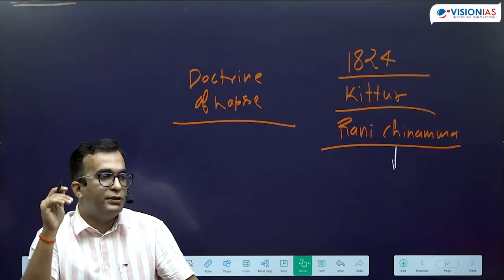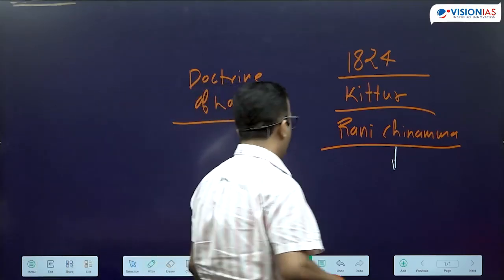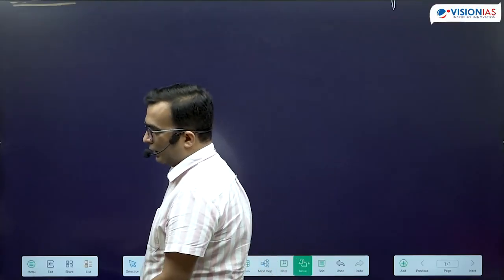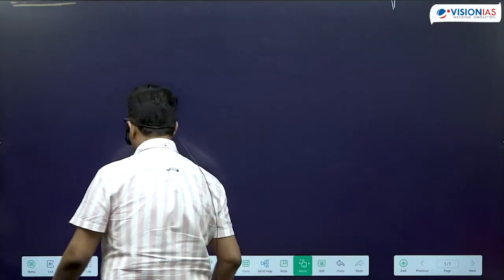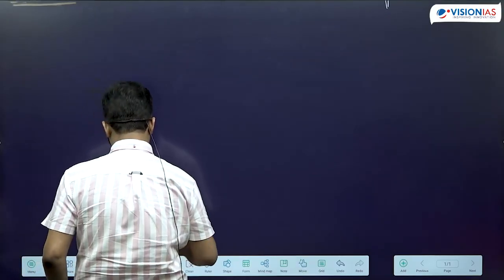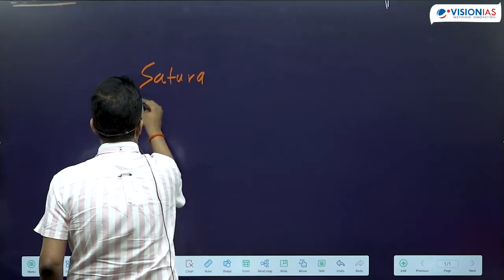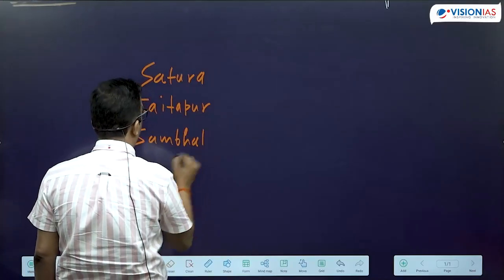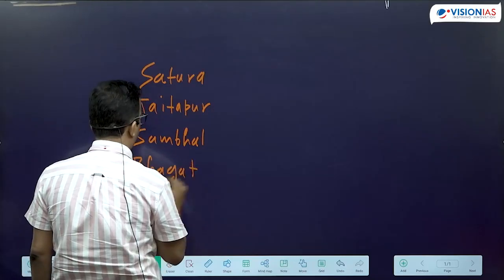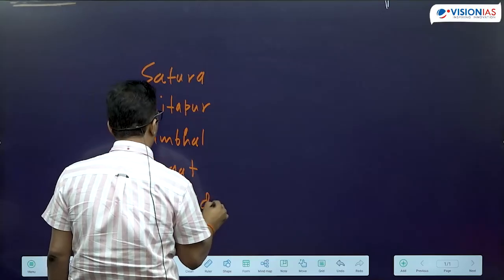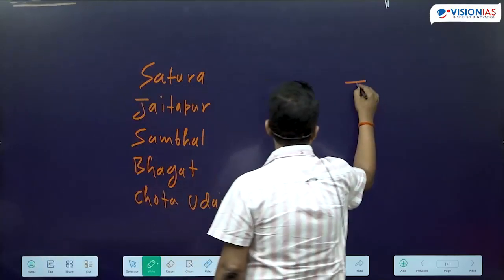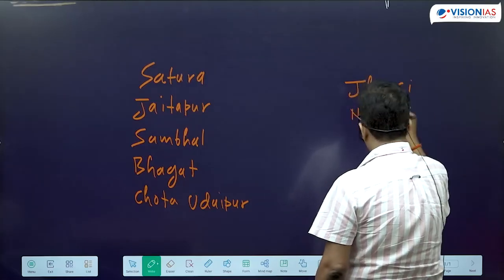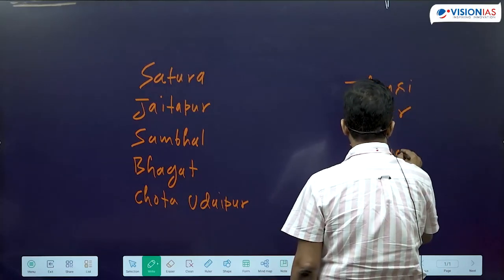By the application of this policy, the following Indian states were annexed: Satara, Jaipur, Sambhal, Bhagat, Chota Udaipur, Jhansi, Nagpur, Tanjore, Awadh.